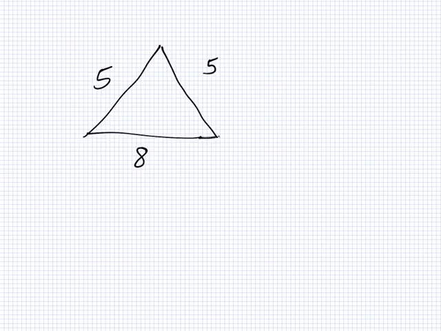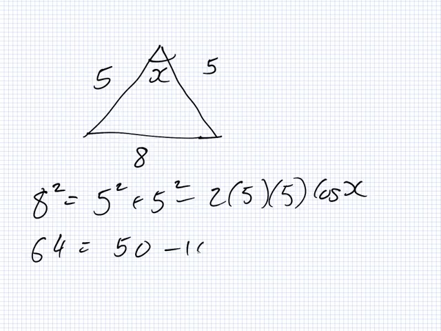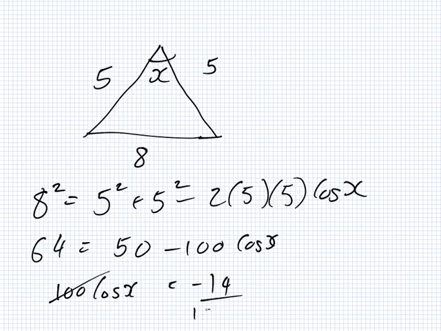So, like I was saying, we should find one of the angles first. So, let's just find this angle, for example. What rule could we use to find that angle up the top there? Let's call it x. Cosine rule. We can say 8 squared equals 5 squared plus 5 squared minus twice 5 times 5 cos x. 64 equals 50 minus 100 cos x. So 100 cos x equals minus 14. So x is cos inverse of minus 7 over 50. Is that right? Yeah. In degree mode, what do you get?